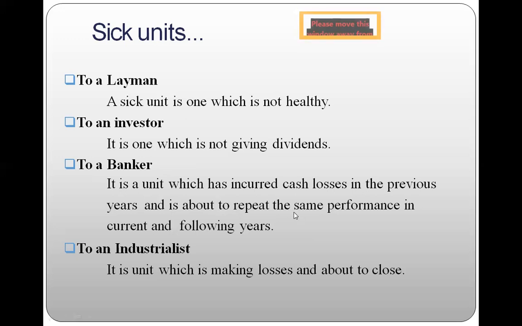To a banker, it is a unit which has incurred cash losses in the previous year and is about to repeat the same performance in the current and in the following years. So the cash losses have happened in the past, in the present, and are going to happen in the future also, and no repayment is going to happen. To an industrialist, it is a unit which is making losses and is about to close. So the loss is going to happen again and again, and it is going to close down.